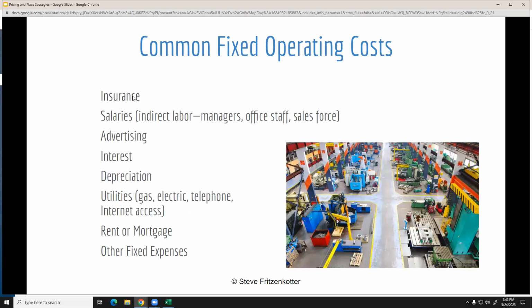So common fixed costs are like insurance you pay, and direct salaries that are going to be paid no matter what you sell. Advertising, although you can adjust that, you can cut it off if you want to. That's not always a great marketing strategy, but here are other things like utilities, your gas or your electric, your phone, internet access, rent or mortgage, all those things are considered fixed.